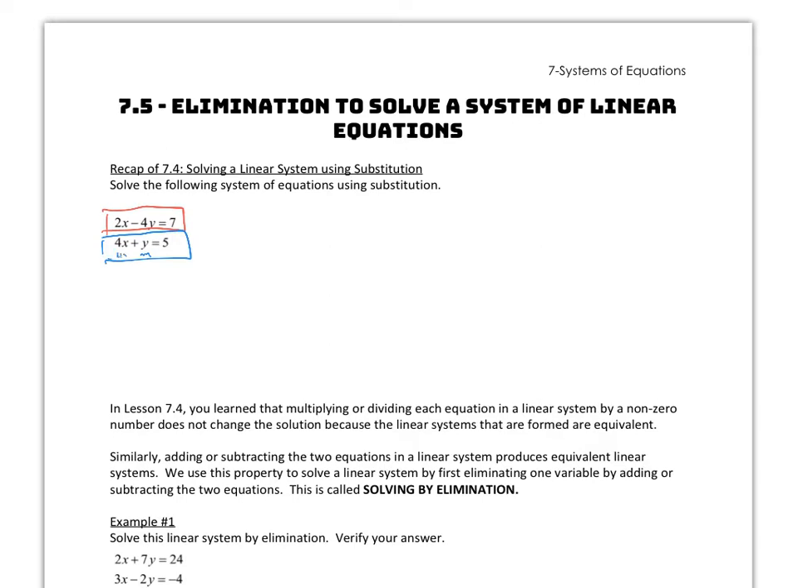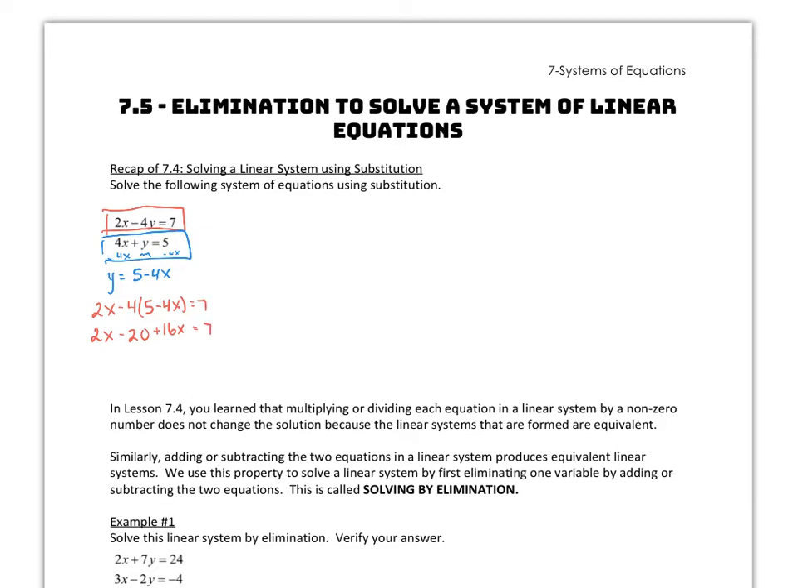So I'm going to subtract 4x from both sides. And I get that y is equal to 5 minus 4x. Subbing into our first equation here, 2x minus 4 times y, and y is 5 minus 4x. That equals 7. So remove our brackets. So we're going to distribute our negative 4 throughout. We get 2x minus 20 plus 16x equals 7.